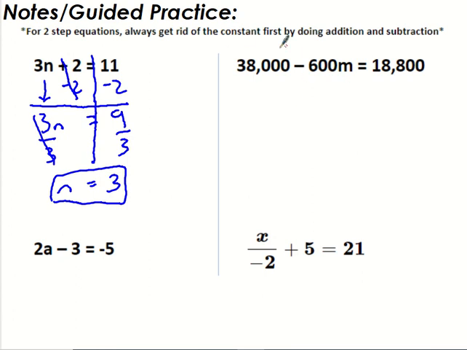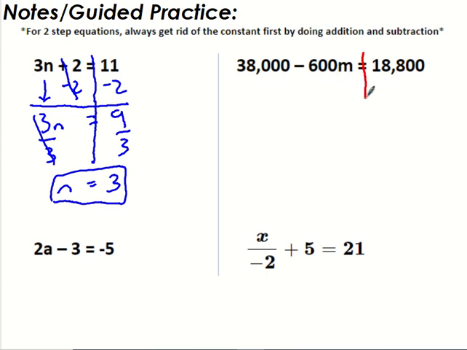So over here, let's do this top right one. For this one, the coefficient's in the middle. It's not the first term, right? I have my constant, because this 38,000 is the constant because it doesn't have a variable attached to it. And then here's my coefficient of negative 600m. So negative 600 is the coefficient. That's being multiplied by m.